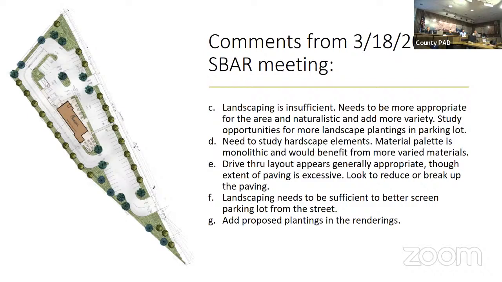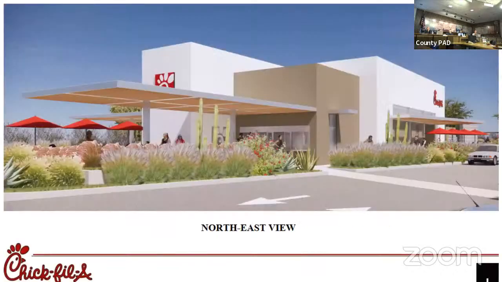You asked for more and better screening, especially the parking lot from the street. We also took that to mean that you wanted more separation between the dining areas and the public areas of the restaurant from the vehicle use areas of the site itself. And you wanted to see better renderings in the plantings. So if you could go to the next slide, please.